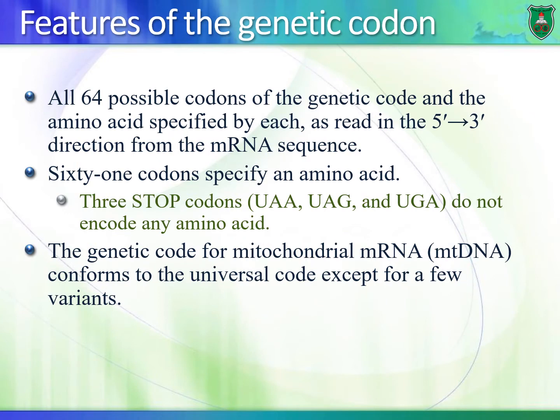Okay. Now notice these codons. These codons have the following features. So there are 64 possible codons, and they are read from the 5' end to the 3' end as triplets. There are 3 stop codons, and the genetic code for mitochondrial messenger RNA has few exceptions, and we don't have to know these exceptions. Now, bacteria also have some exceptions, and we don't have to know these exceptions. Otherwise, the table that I just showed you is actually universal.